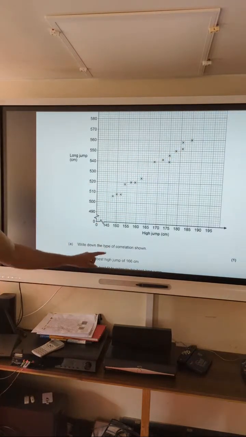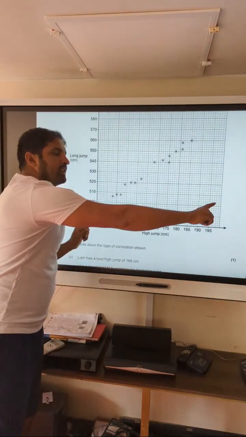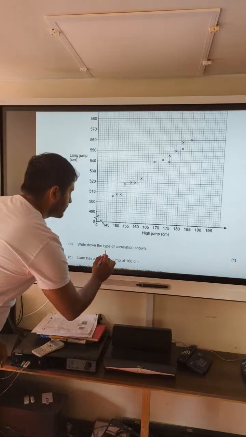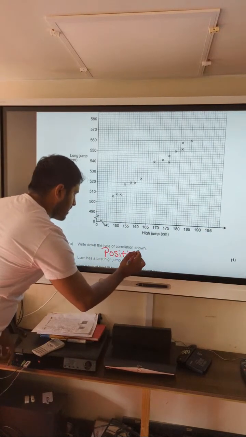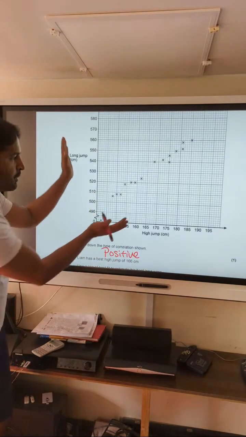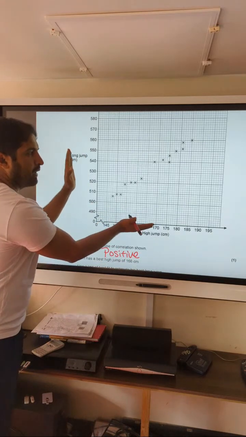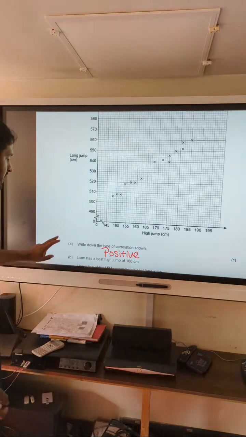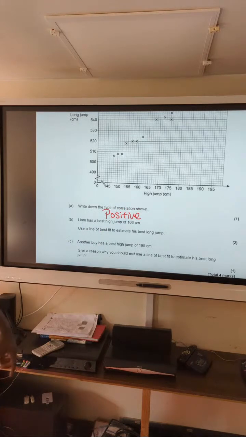Okay, write down the type of correlation. Positive correlation. Someone who does the longer jumps, they do the higher jump as well. It's called positive correlation, and the word is correlation. Both of those things are positively related. If you do well in one, you do well in the other as well. Positively correlated.